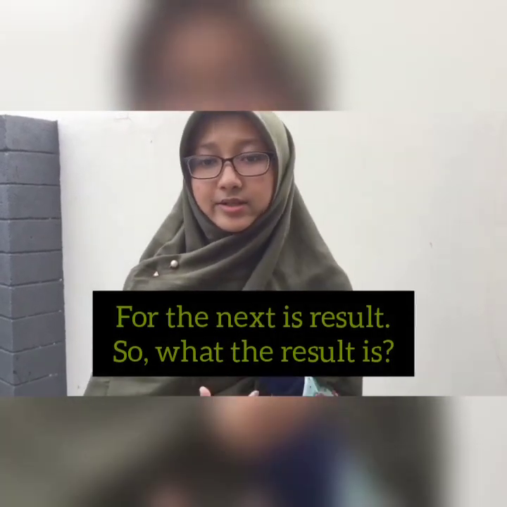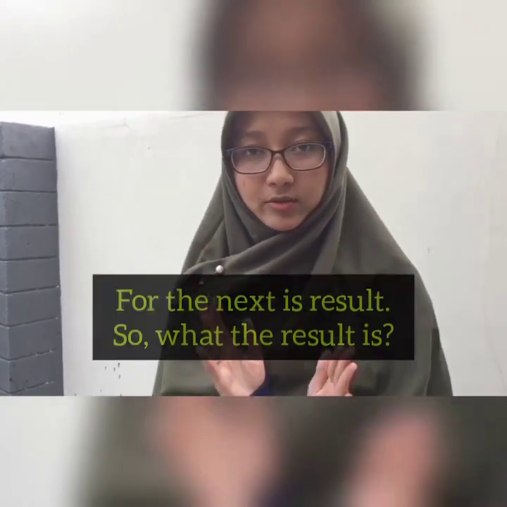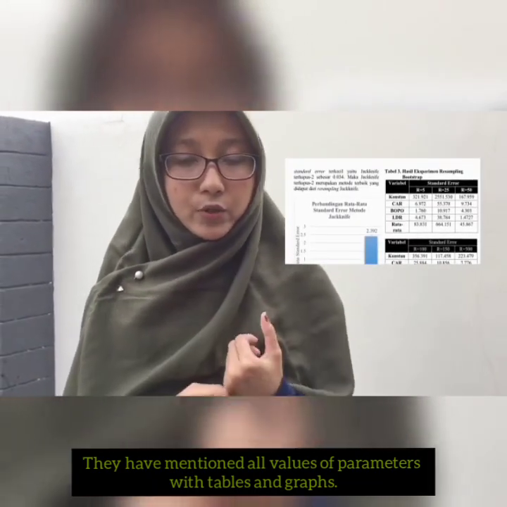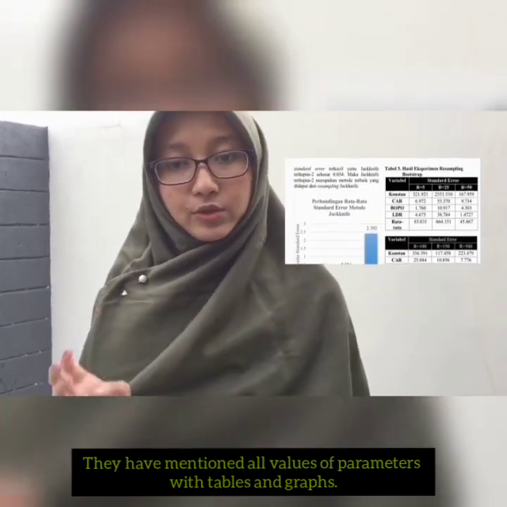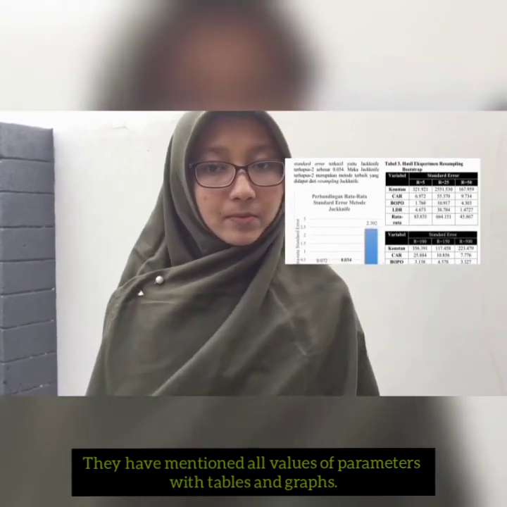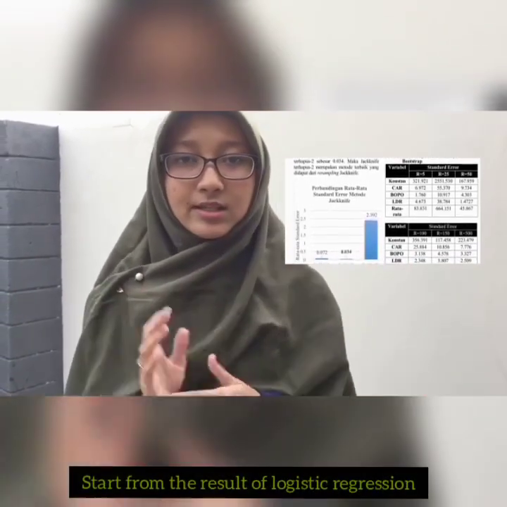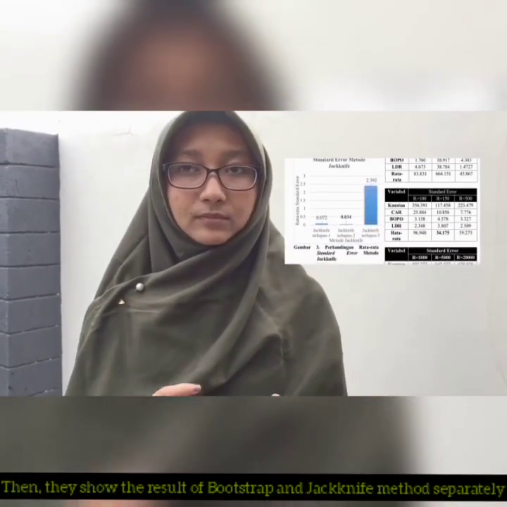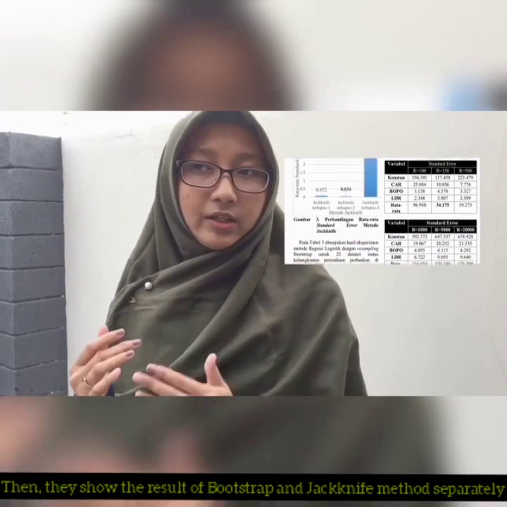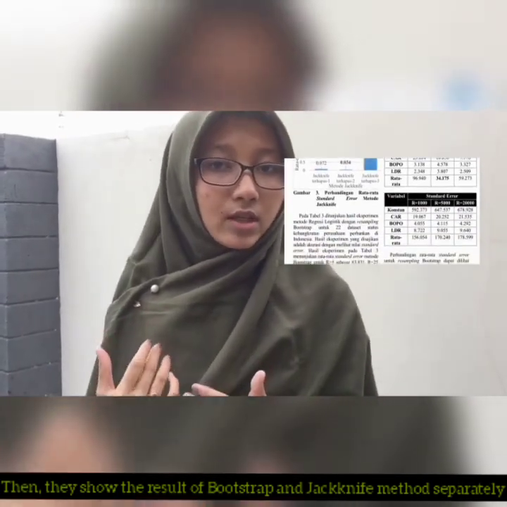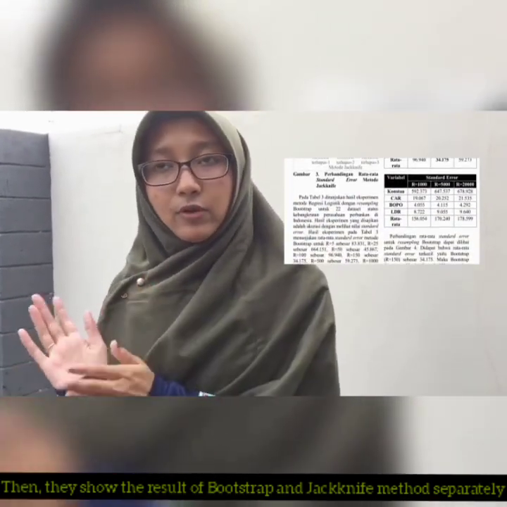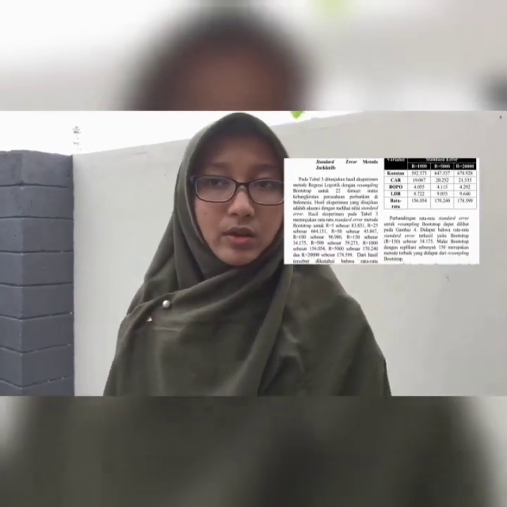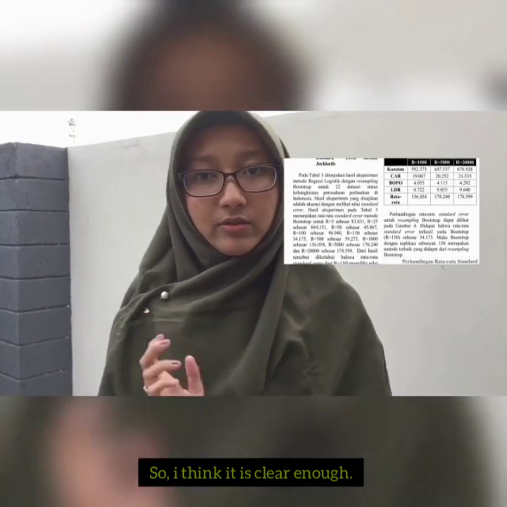And then for the next is results. So how is the result? Okay, they have mentioned all values of the parameters that they use, using tables and graphs like this. Starting from the result of logistic regression, and then they show the result for the bootstrap method and jackknife method separately. So I think it is clear enough.